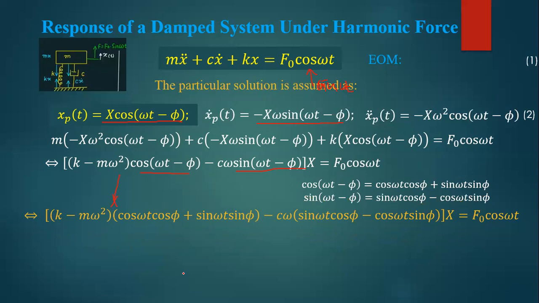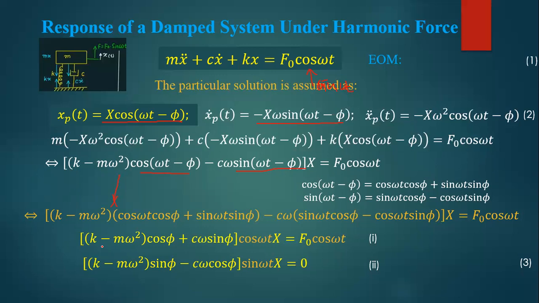So here, this long equation will give us two equations. One is in terms of cos omega t, and another in terms of sine omega t. Okay, so what is it? One is (k minus m omega squared) cos phi plus c omega sine phi, the whole times x cos omega t, which equals F naught cos omega t. And for the other one, there is no sine term given. So (k minus m omega squared) sine phi minus c omega cos phi, times x sine omega t, is equal to zero. So we have two simultaneous equations.